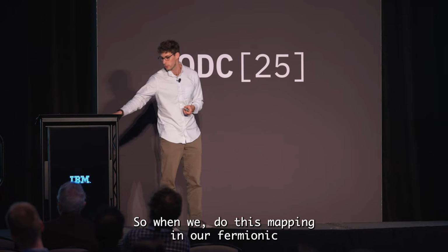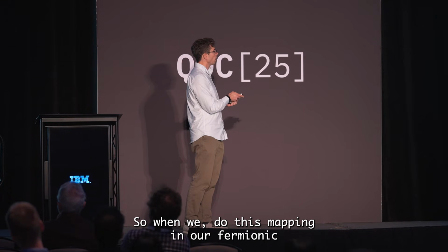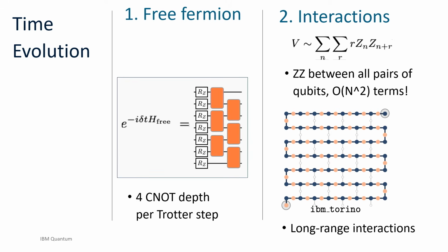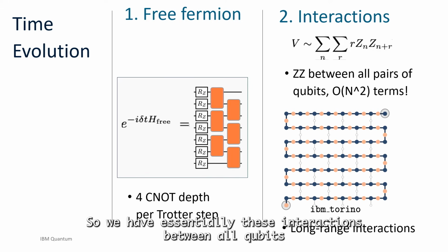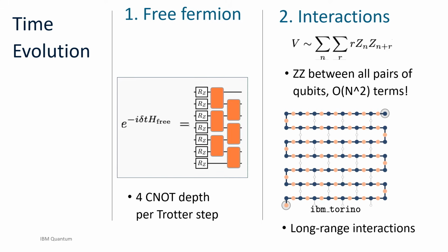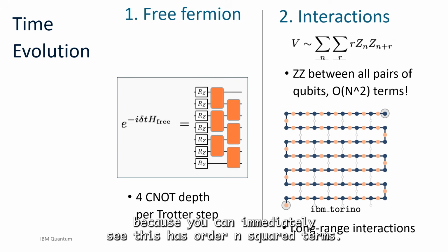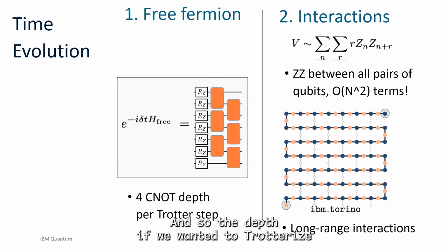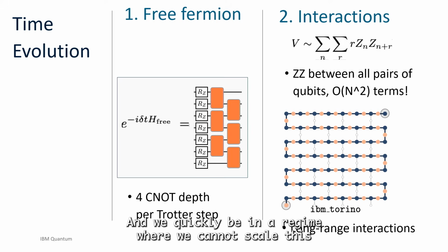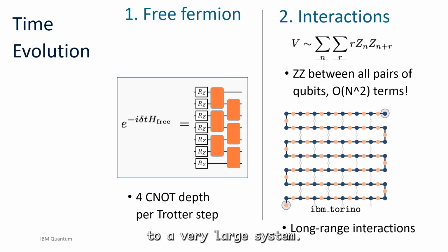So when we do this Jordan-Wigner mapping, our fermionic interaction now has terms that look like this. So we have essentially ZZ interactions between all qubits that are weighted by the separation between the qubits R. And this is really problematic because you can immediately see this has order n squared terms. And so the depth, if we wanted to Trotterize this, would at least scale linearly with n, and we'd quickly be in a regime where we cannot scale this to a very large system.